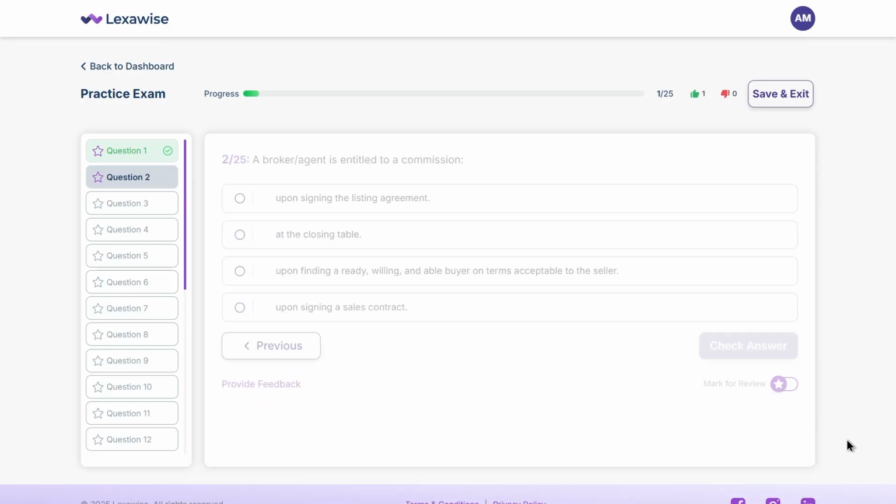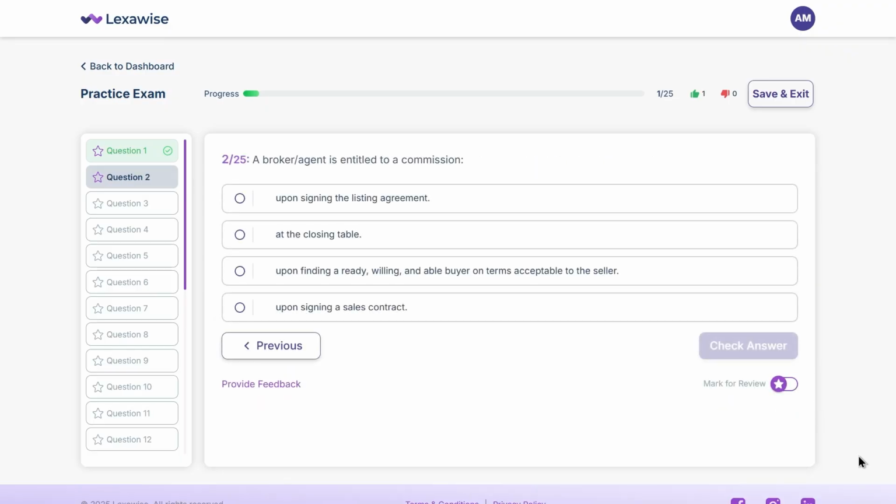Next question. A broker/agent is entitled to a commission A. upon signing the listing agreement, B. at the closing table, C. upon finding a ready, willing, and able buyer on terms acceptable to the seller, D. upon signing a sales contract. Think about it.